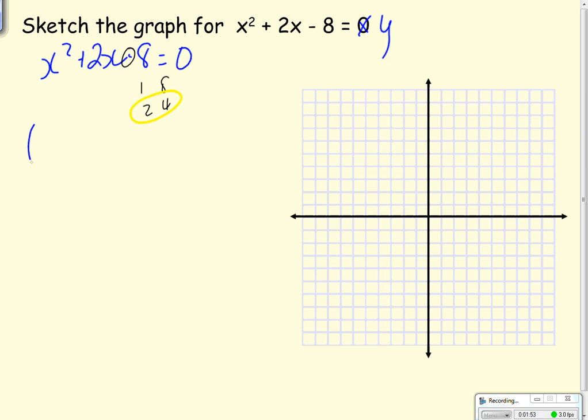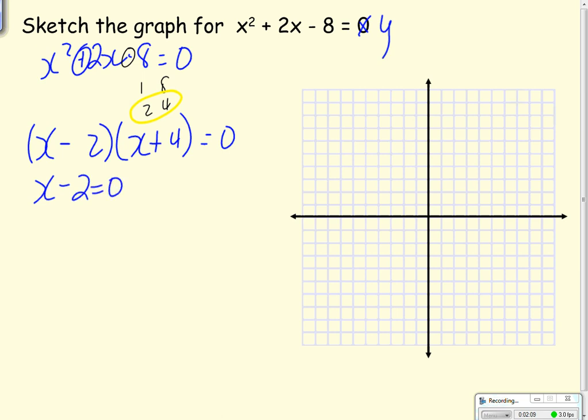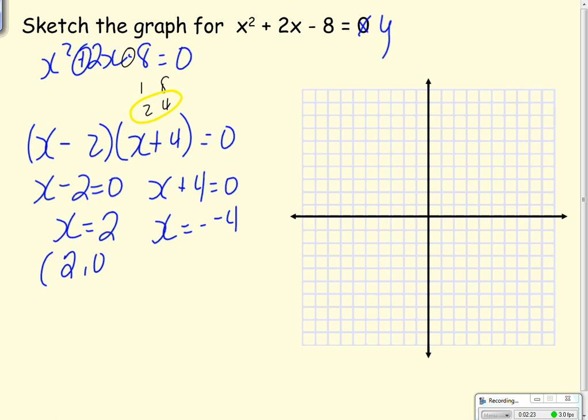So we put those into brackets with an x, still equal to 0. Because that's a plus, the bigger number gets that sign, and the other number gets the opposite sign. Now what we do is set each of these equal to 0, and we solve them. So we have x minus 2 equals 0, so x has to equal 2. And we have x plus 4 equals 0, so x must equal negative 4. And these are the roots that we have for our x-intercepts. So we have (2, 0) as the first coordinate, and (negative 4, 0) as the second one.